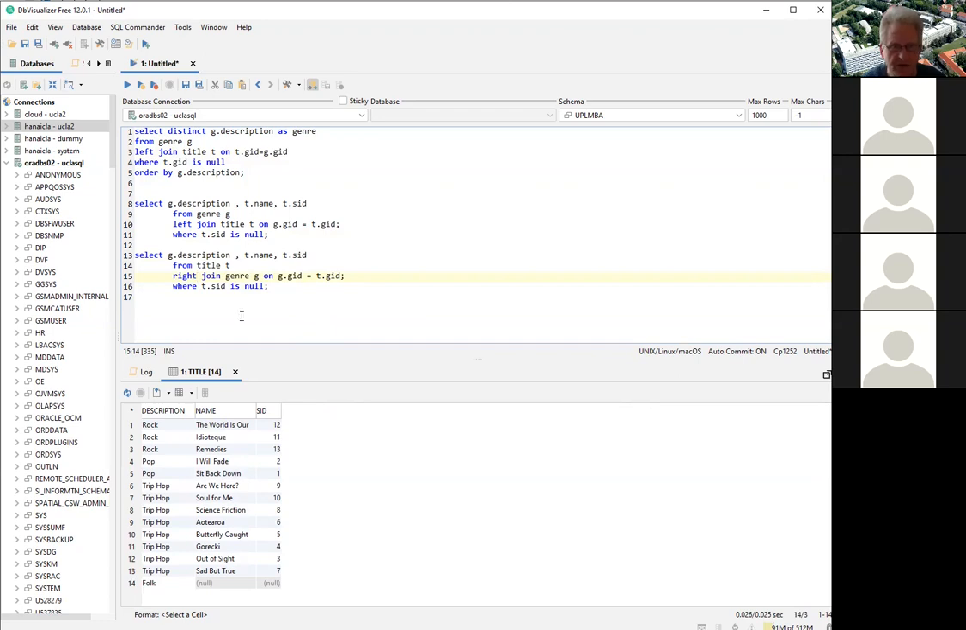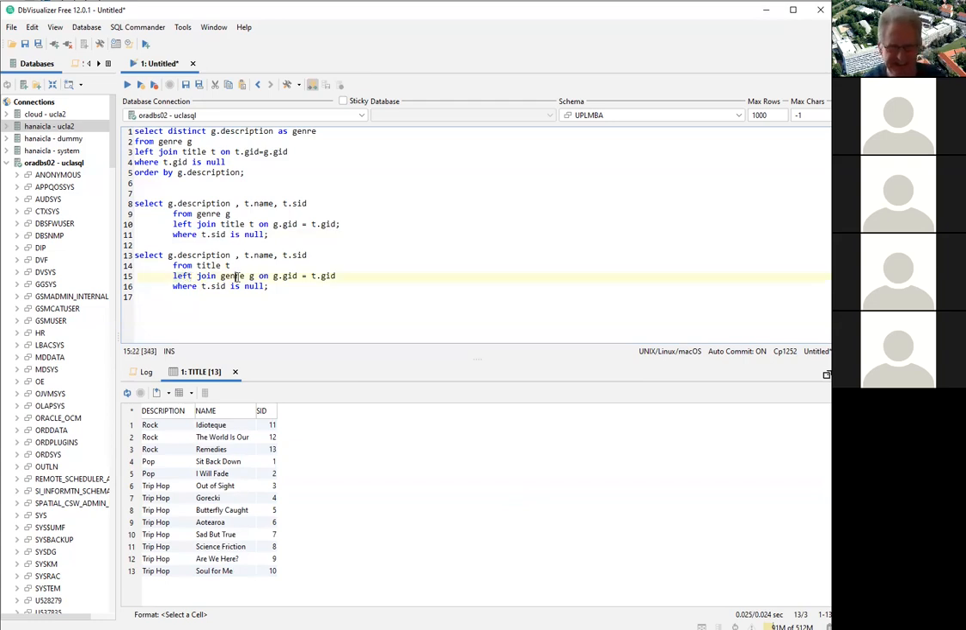Let's see. Sorry, I have to take that once again here. From title, where S is null. So this doesn't work. Professor, the query is ending at GID. There is a semicolon. I shot myself in the knee.